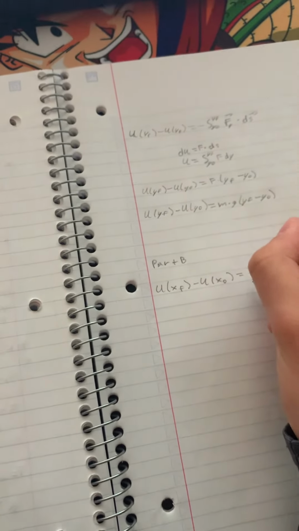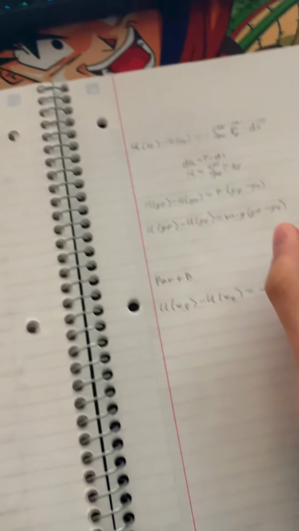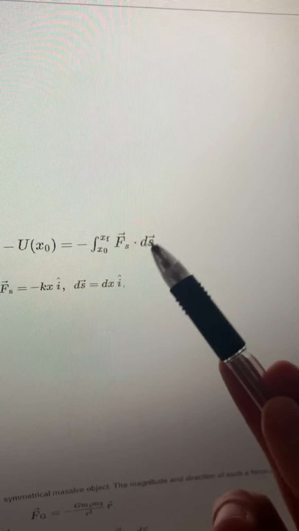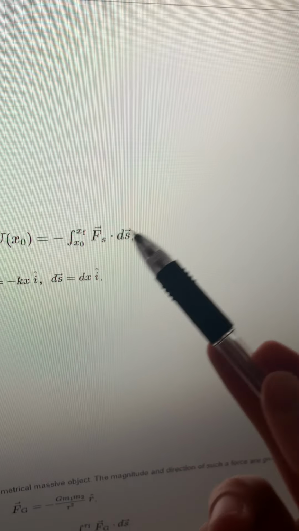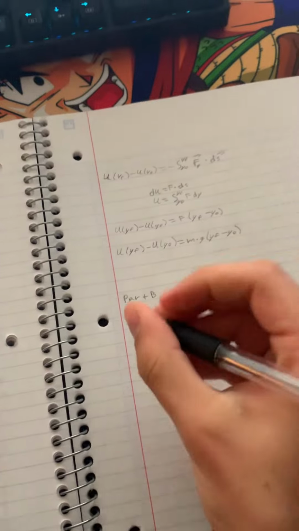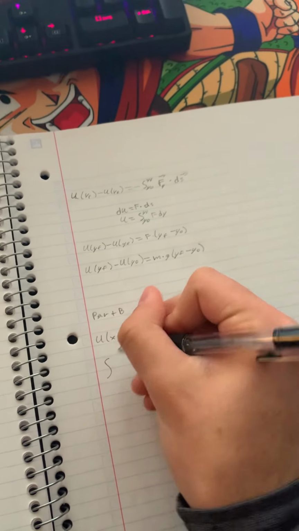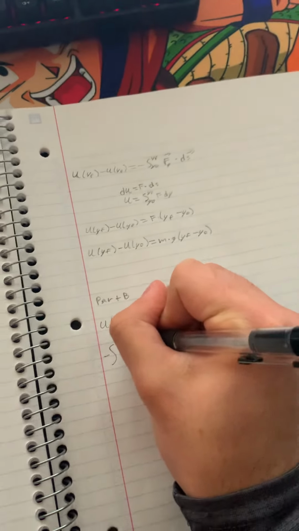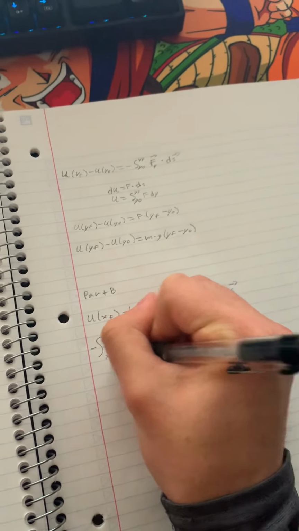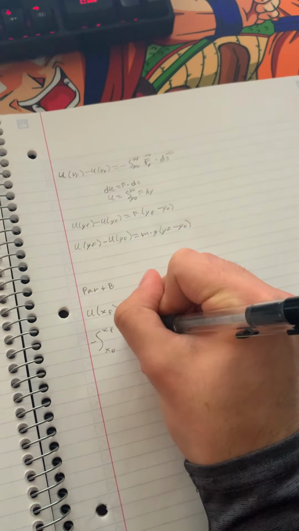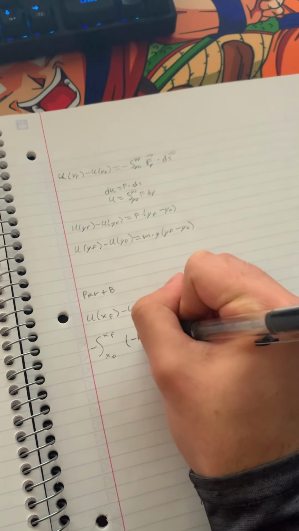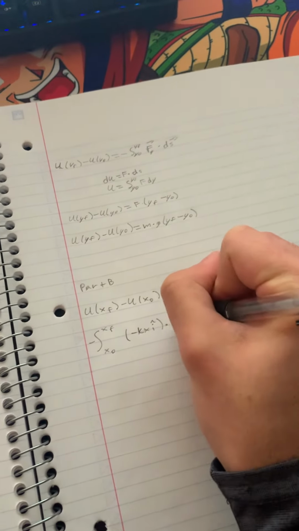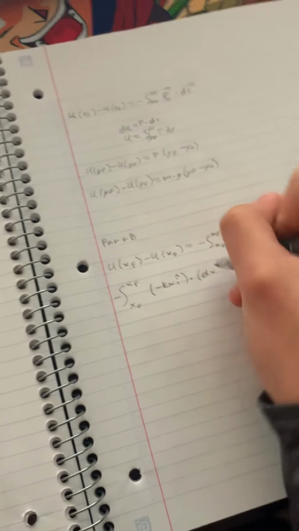And now we're going to plug in that for F(s) in there and that for ds in there. Okay? So negative integration from x0 to xf of negative kx dx.